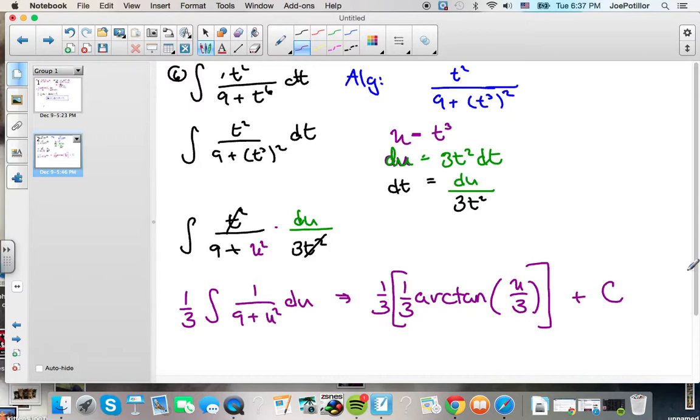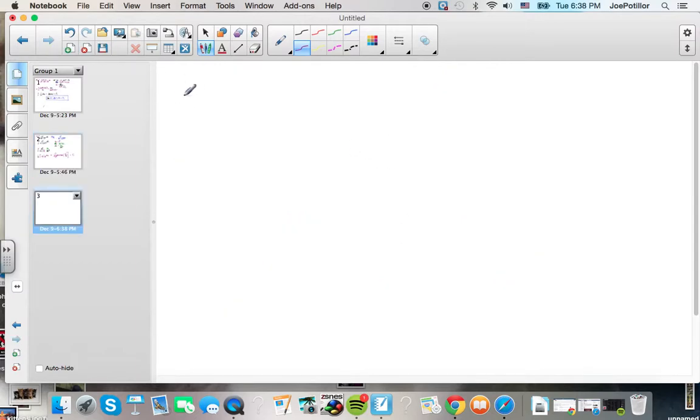Everybody see that? So using the formula for arctangent, you could look this up on the table, but why? Nobody looks this up on the table at all. So 1/3 times 1/3 is 1/9, obviously. So we end up with 1/9 arctangent of u over 3 plus c.